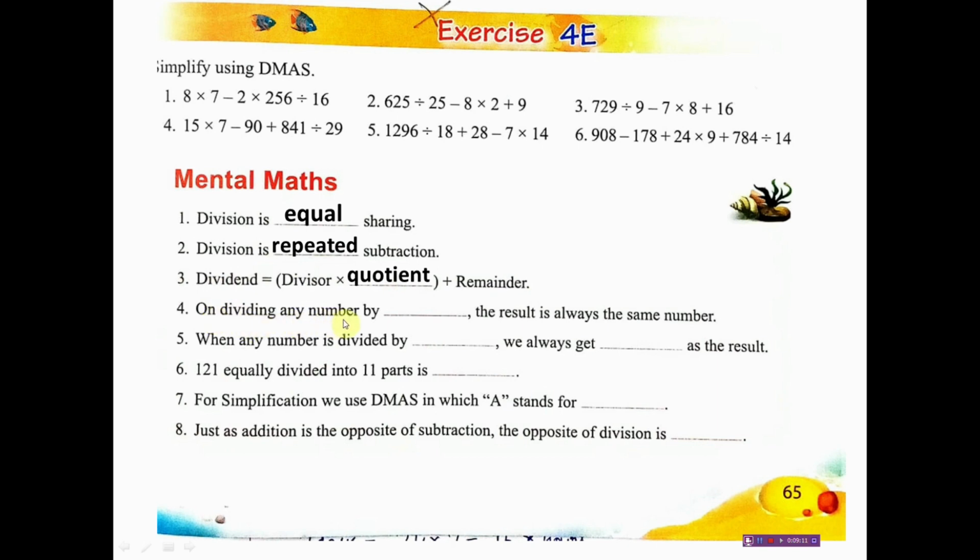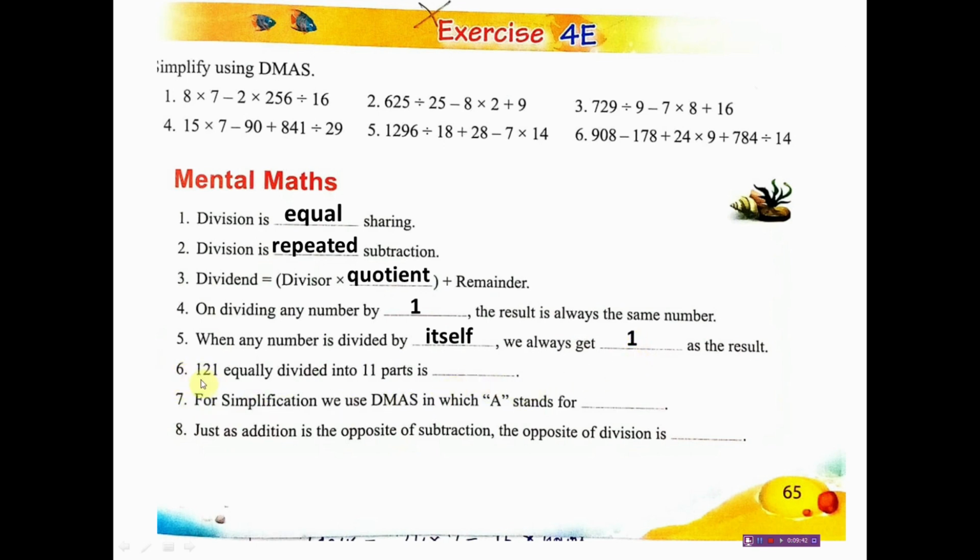On dividing any number by what, the result is always the same number? Any number divided by what will give you the same answer? So that's 1. When any number is divided by what, we always get dash as the result? Any number divided by itself. If I divide a number by itself, the answer will always be 1.